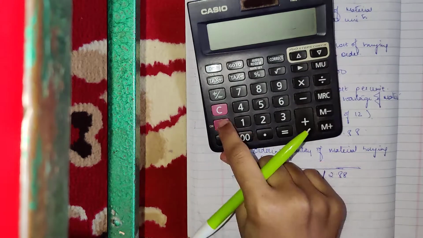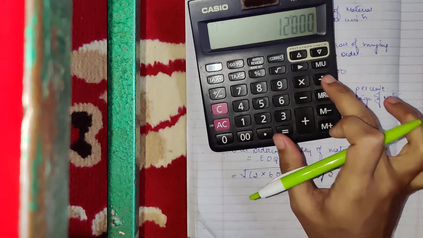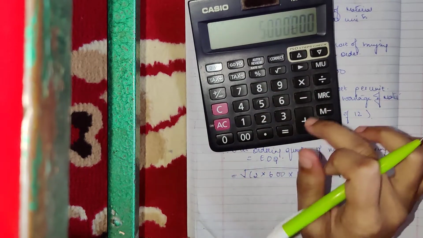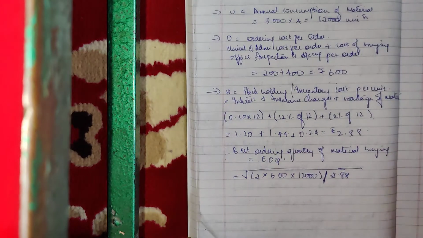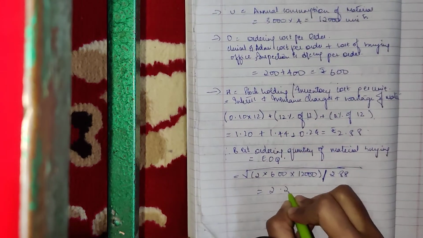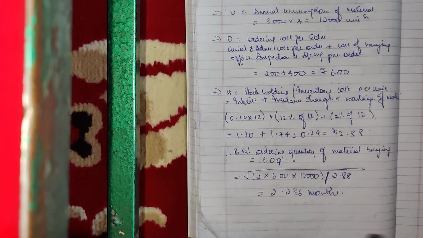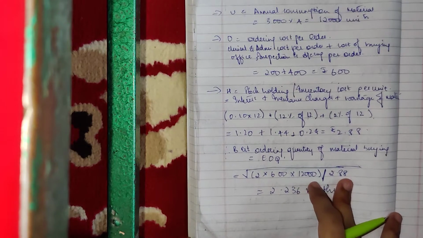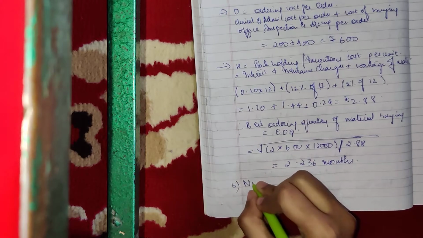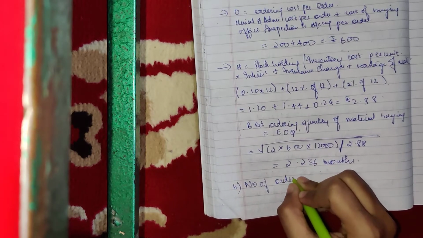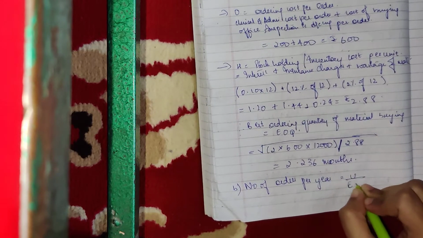Okay, 2 into 600 into 12,000, divided by 2.88, the whole root, you will get 2.236 months. Okay, so after you've completed your first part, you have to complete your second part, that is number of orders per year. That is U divided by EOQ.